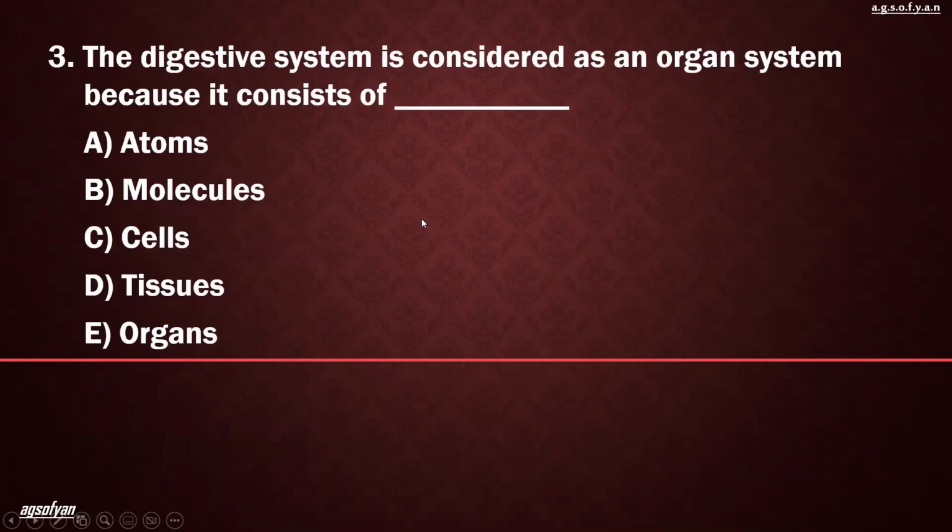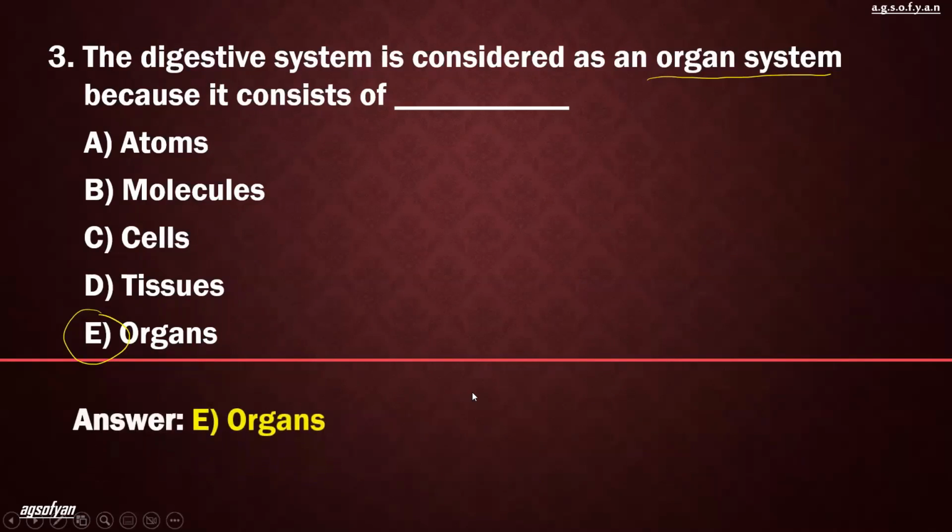Okay, the digestive system is considered as an organ system because what? Organ system consists of organs. So that should be the correct answer. So this should be easy, right? If you have this kind of questions, you should be able to answer it correctly.